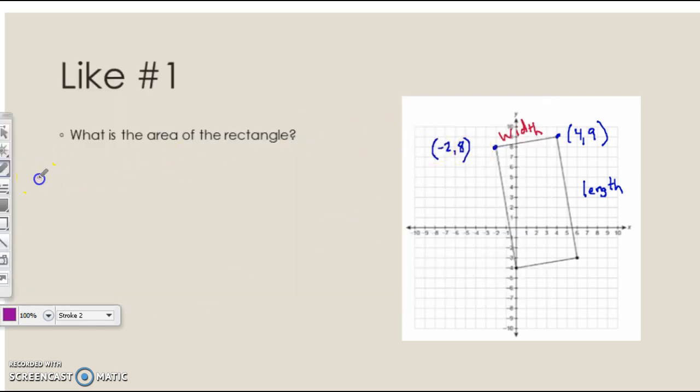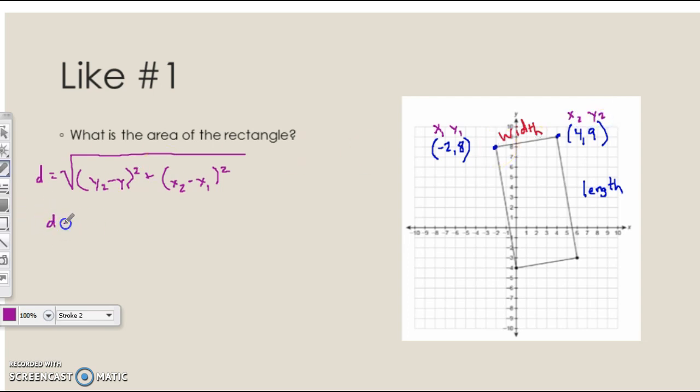And the distance formula says the square root of y2 minus y1 squared plus x2 minus x1 squared will give us the distance between those 2 points. All right, so I'm going to call this one x1, y1, and I'm going to call this one x2, y2. And then I'm just going to plug it into my formula.